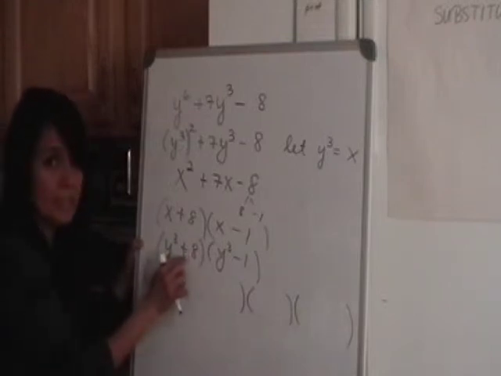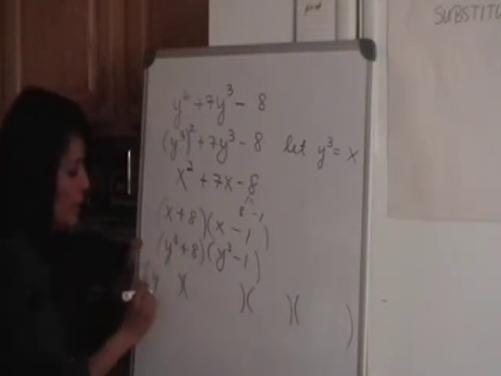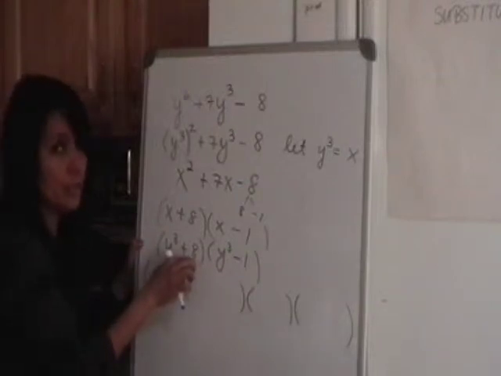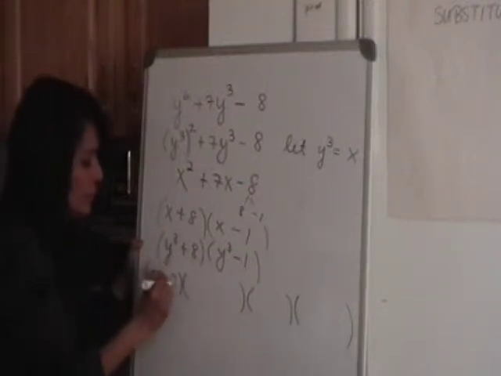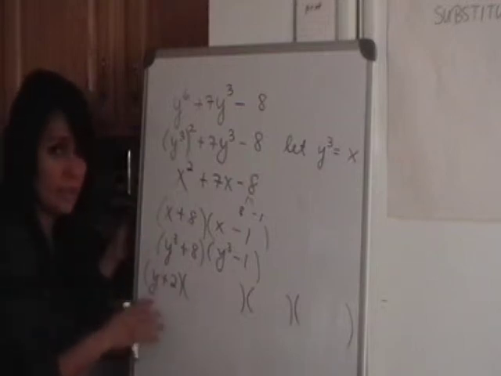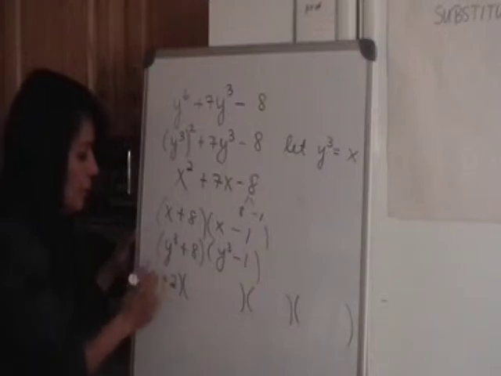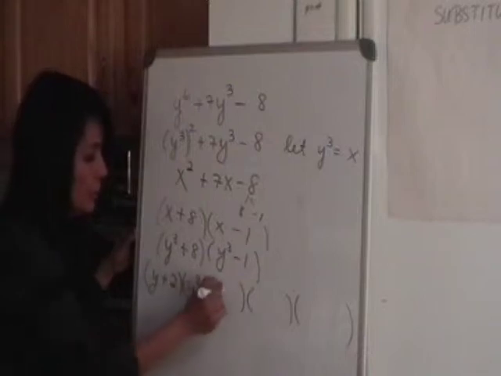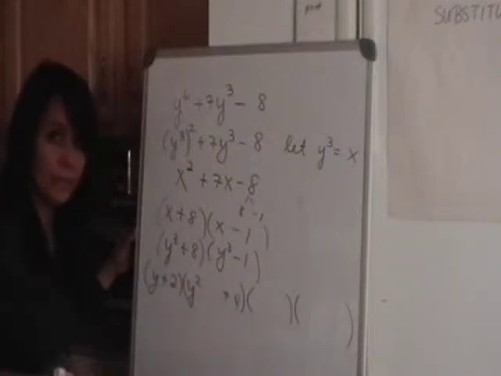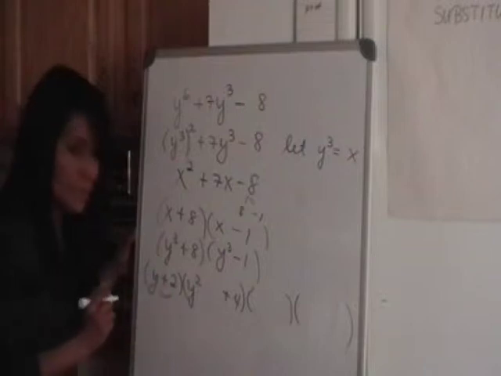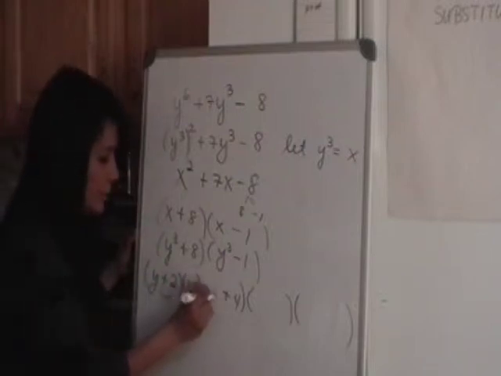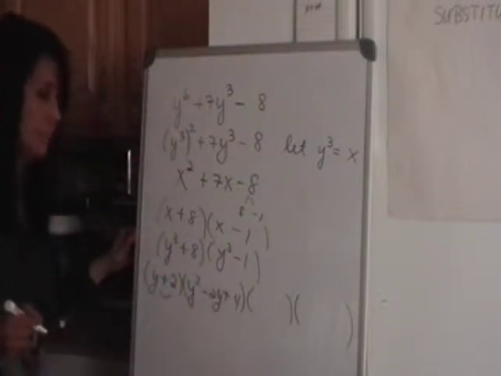Y cubed plus 8, so you get y, and then essentially you ask what 8 is. It's 2 cubed, right? So you need a 2, or you can think of the cube root of 8 is 2, okay? Y plus 2. In order to produce a y cubed, we need a y squared, right? Y and y squared is y cubed. In order to produce an 8 from a 2, you need to multiply it by a positive 4. And remember our Mr. Fix-It, right? Mr. Fix-It, you need to put the minus 2y in the middle, okay?